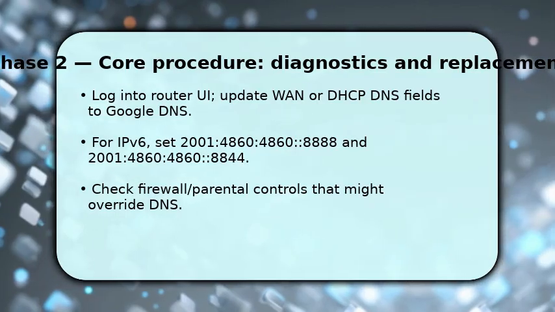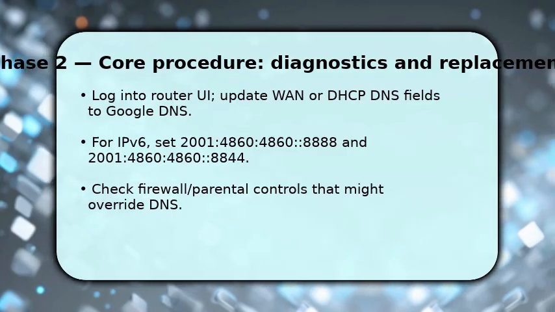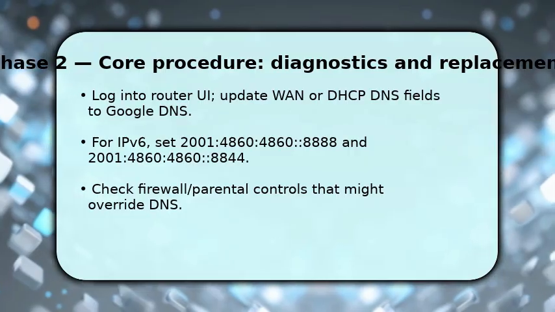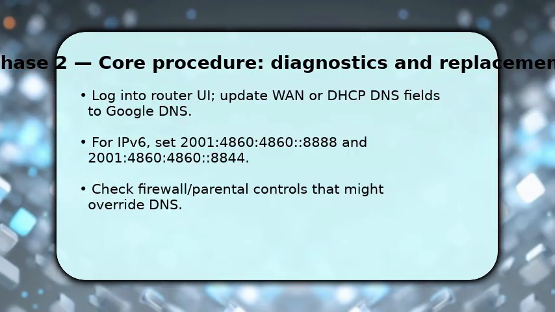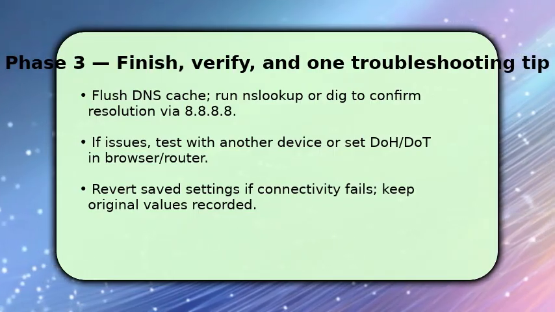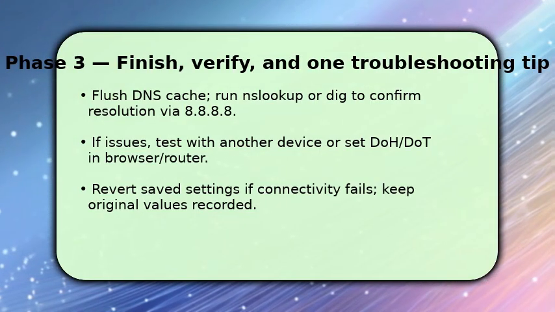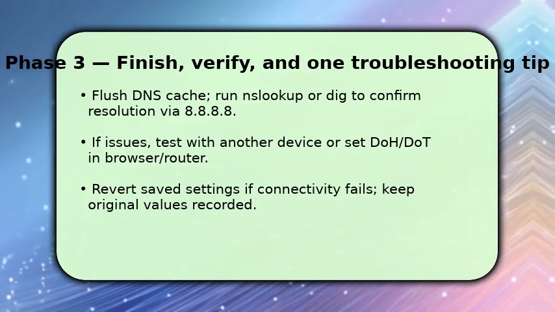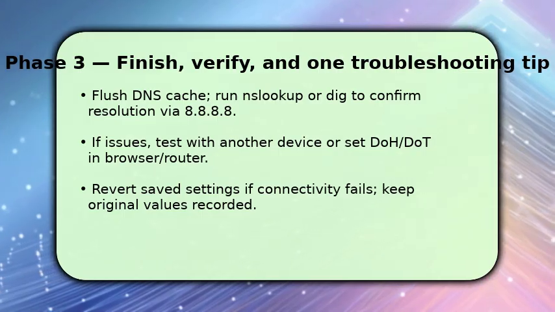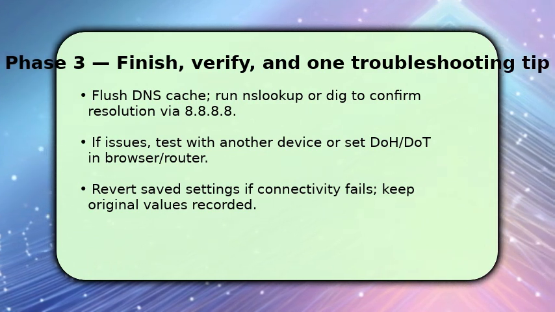Finally, verify that you succeeded. Flush the DNS cache on your device, then run nslookup or dig specifying server 8.8.8.8 to confirm queries resolve. If you see no response, try another device to isolate whether the problem is local or network-wide, and consider enabling DNS over HTTPS or DNS over TLS in your browser or router if your ISP blocks port 53. If connectivity degrades, revert to the original settings you recorded earlier. This quickly restores service while you investigate further.